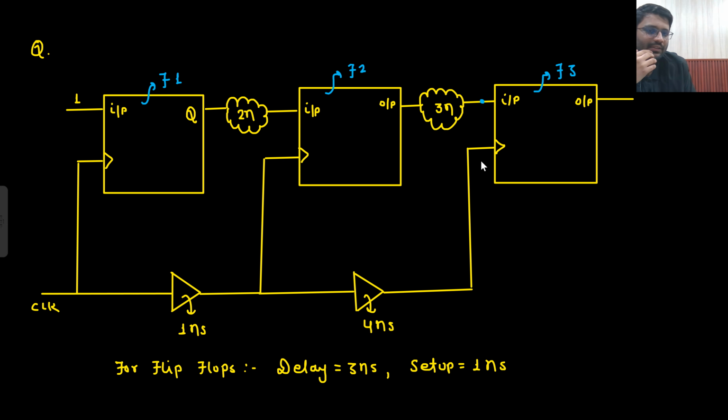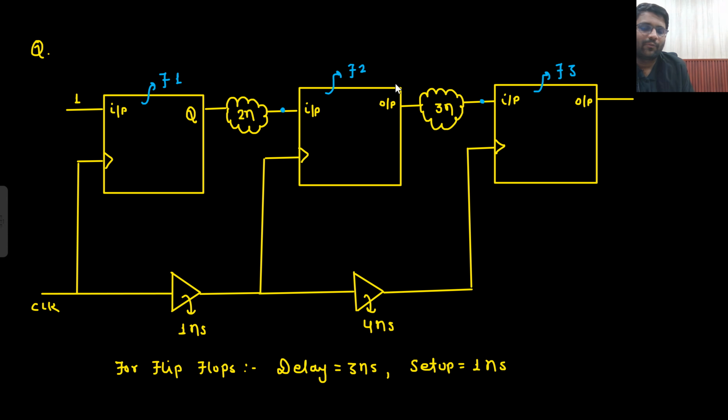This input is not fixed because it is coming from a sequential circuit. This input is also not fixed, but this is fixed. So I don't care about flip-flop 1. I only care about flip-flop 2 and flip-flop 3. So from where is this input coming? It is coming from here, here, here, and from here.